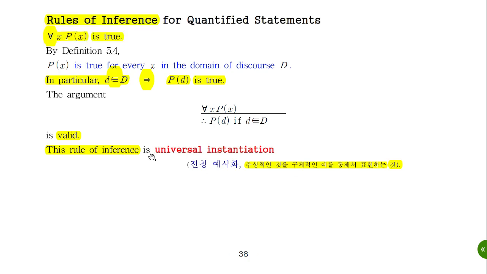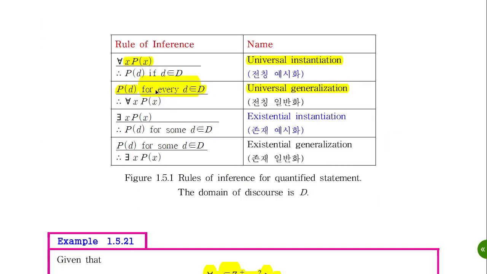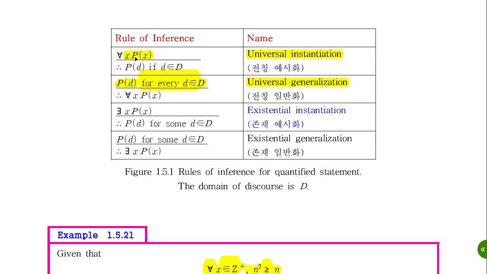Okay. The rule of inference is universal instantiation. For all x, P of x, therefore, P of d is true if d is in D. This statement can be written in this way, and this is called universal instantiation. P of x for every d in D is called the universal generalization.